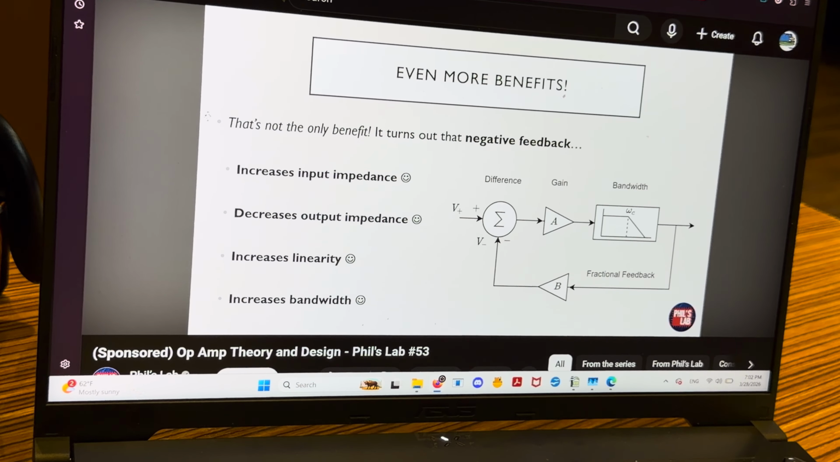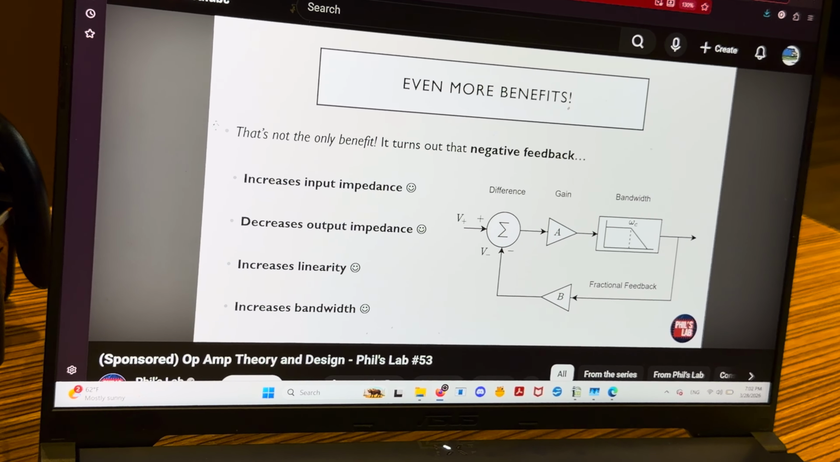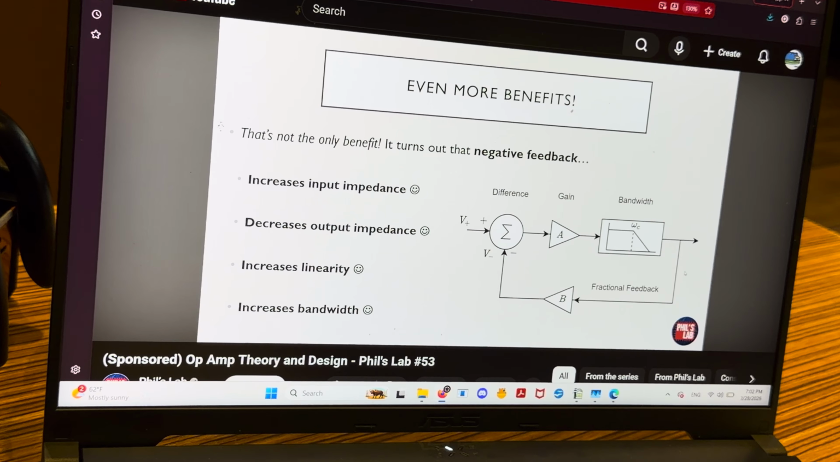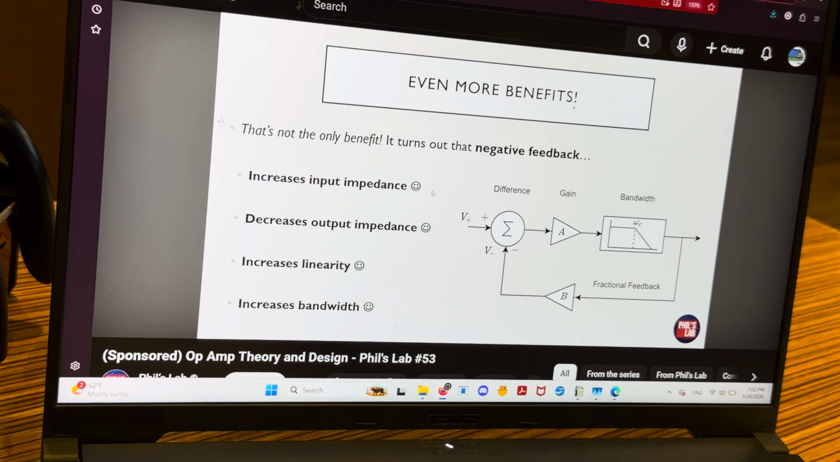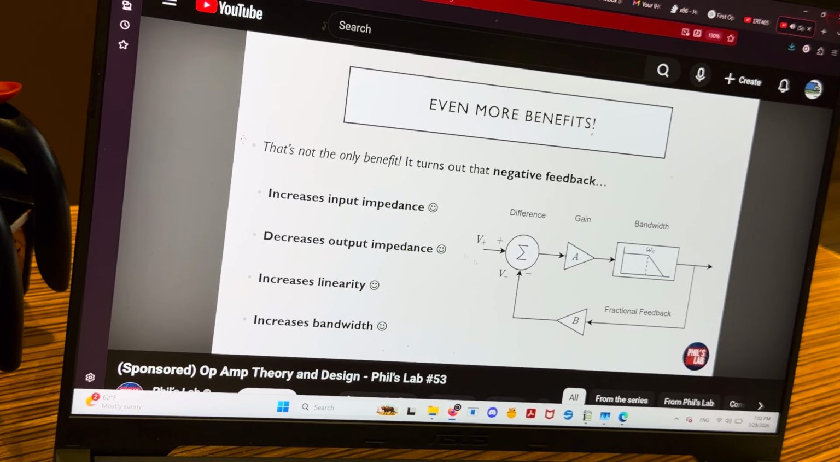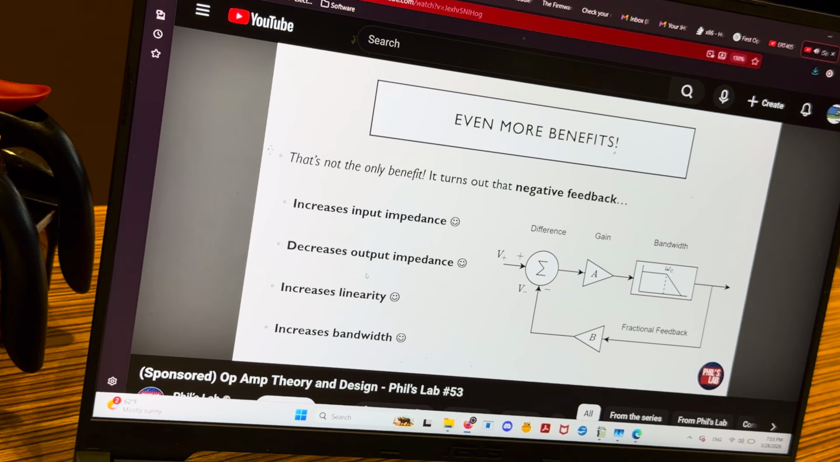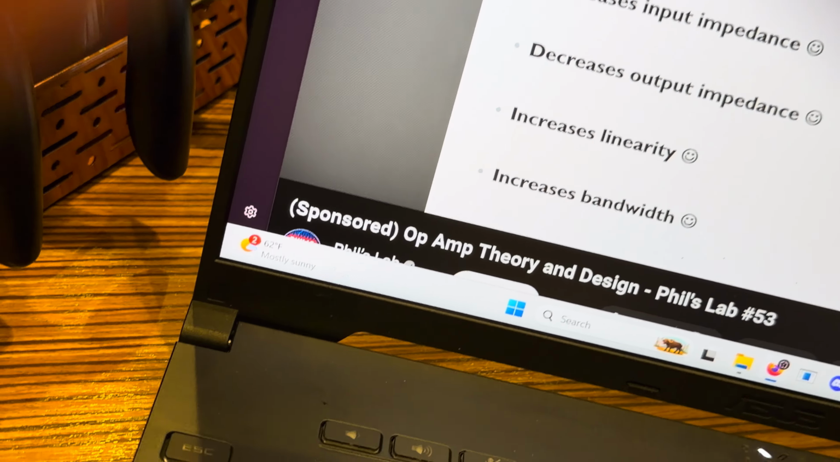The nice thing is, this is not the only benefit of using negative feedback. It can be shown that negative feedback, the way we've applied it here, when taking an output and providing some fraction of it back to the inverting input, increases the input impedance. So Rin of the amplifier is increased, the output impedance Rout is decreased, it increases the linearity, so it reduces distortion, and it increases the bandwidth of our amplifier. So this section over here.